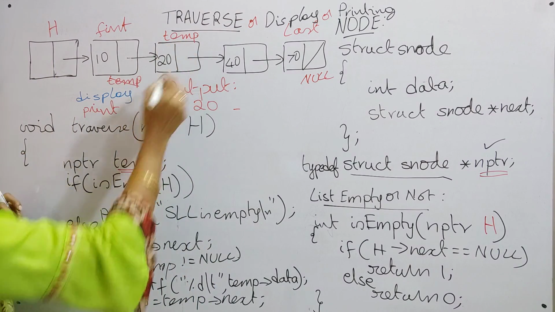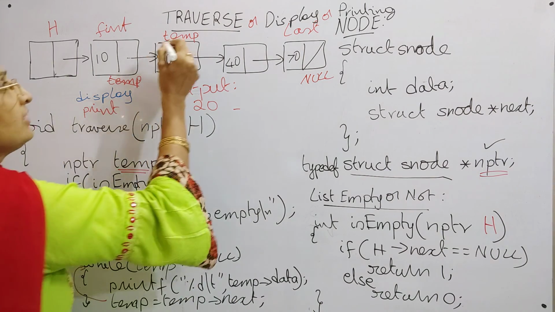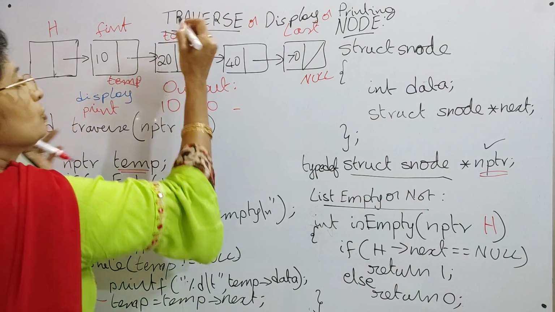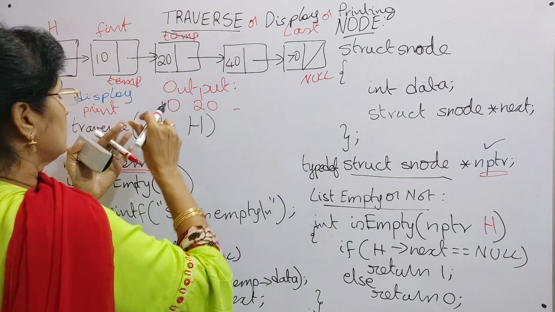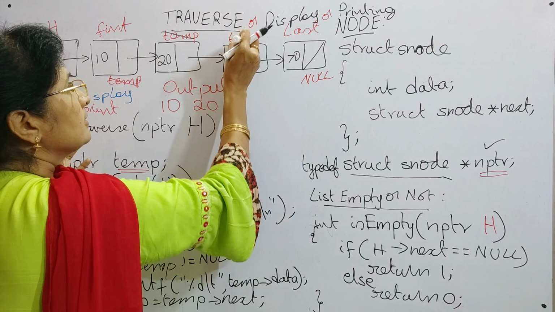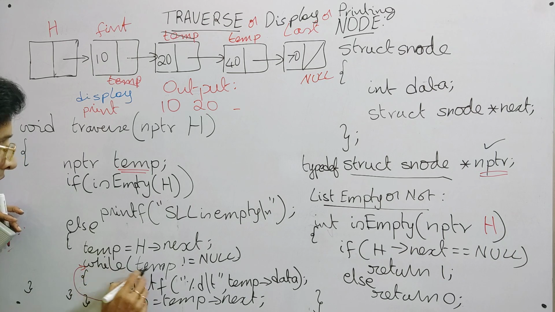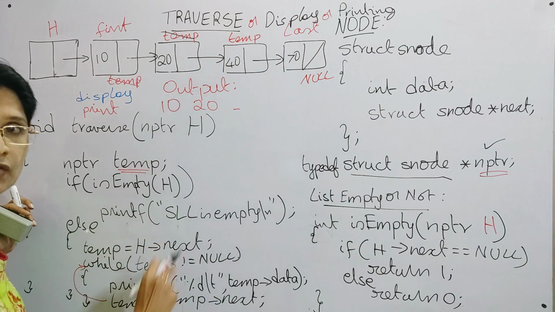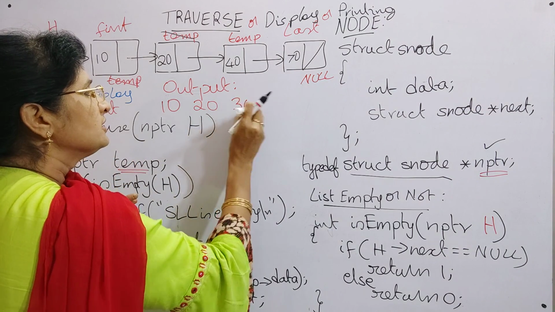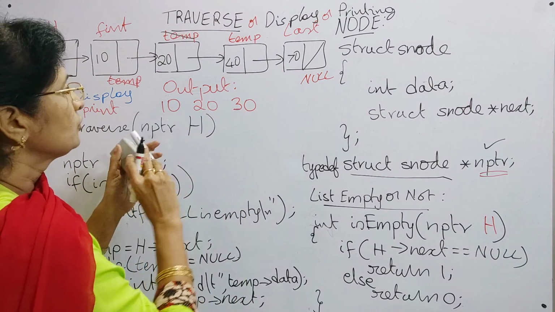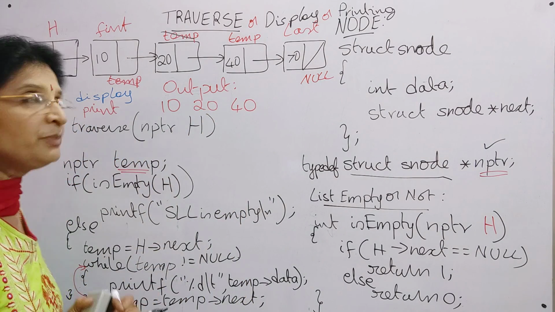Now again, what statement is to be executed? Temp is equal to temp next. Then from here it will go to the third node, and that is temp. Again it will come to the loop: temp not equal to null. Again it is not equal to null, so the next value will be printed, 40. The value 40 will be printed for you.